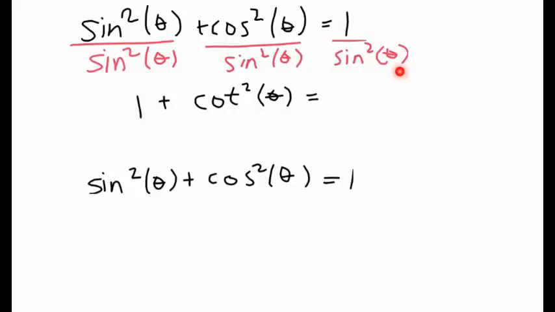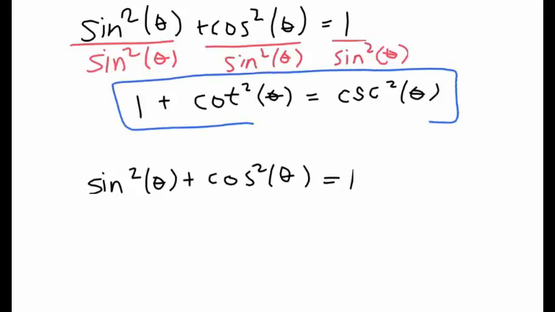And here we get 1 over sine squared theta. This is the reciprocal function for sine, so we can rewrite this as cosecant squared theta. So this leads us to our second Pythagorean identity: 1 plus cotangent squared is equal to cosecant squared.